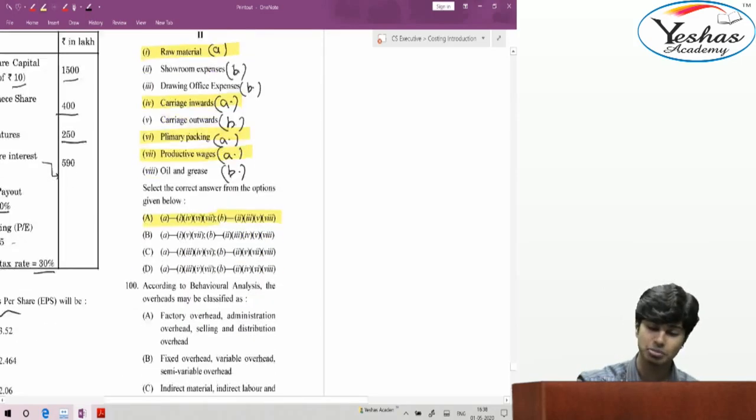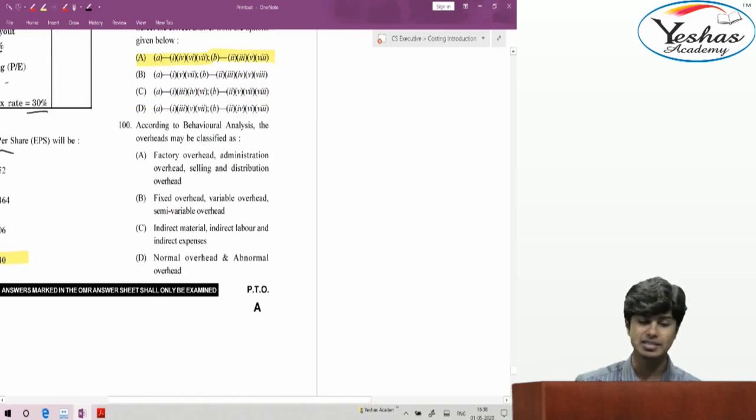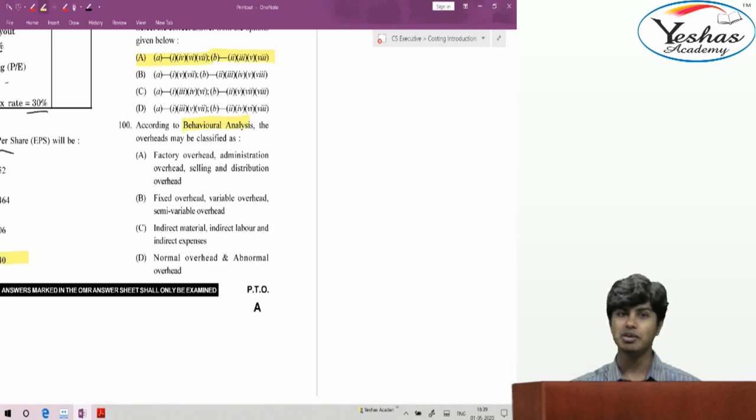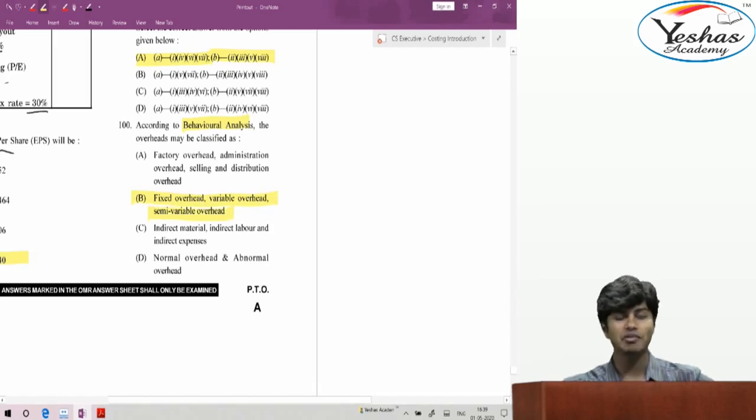Let us now go to question number 100. According to behavioral analysis, the overheads may be classified as fixed, variable and semi-variable. This is for behavioral analysis, how they behave. Fixed cost is fixed irrespective of level of output. Variable cost varies depending upon the output. Semi-variable is a combination of both. So the answer for question number 100 is B, fixed, variable and semi-variable overhead.